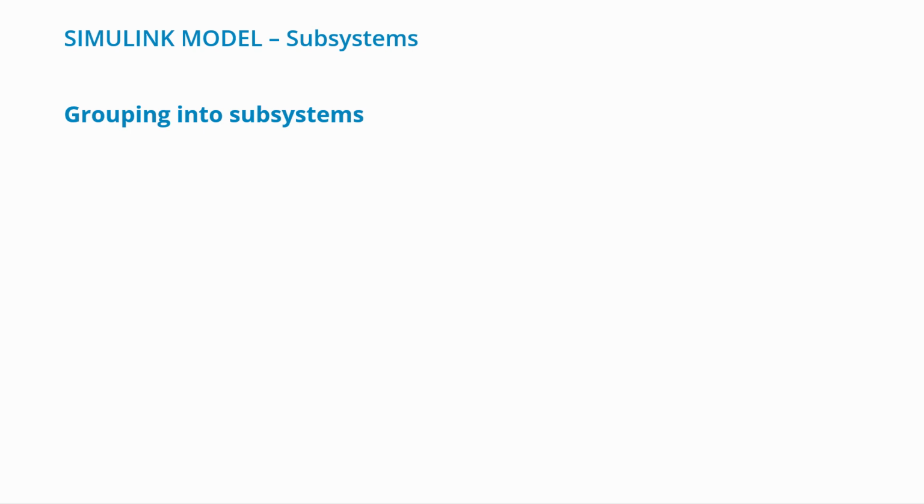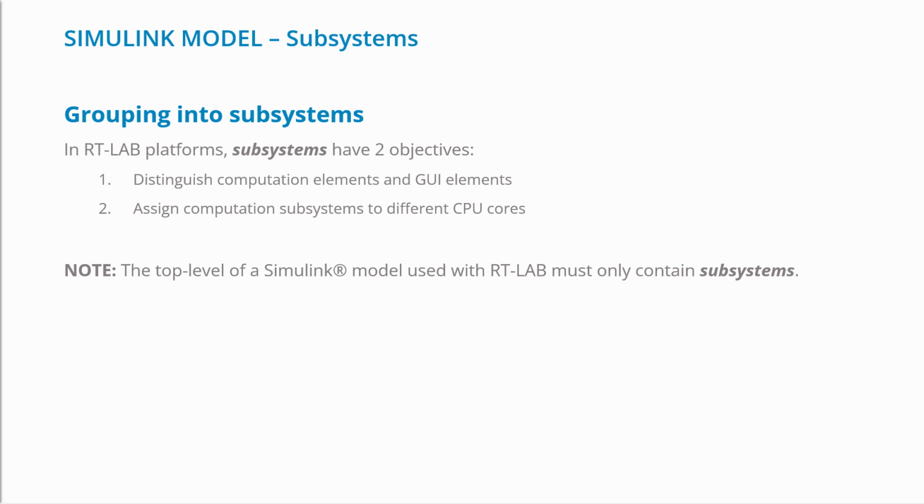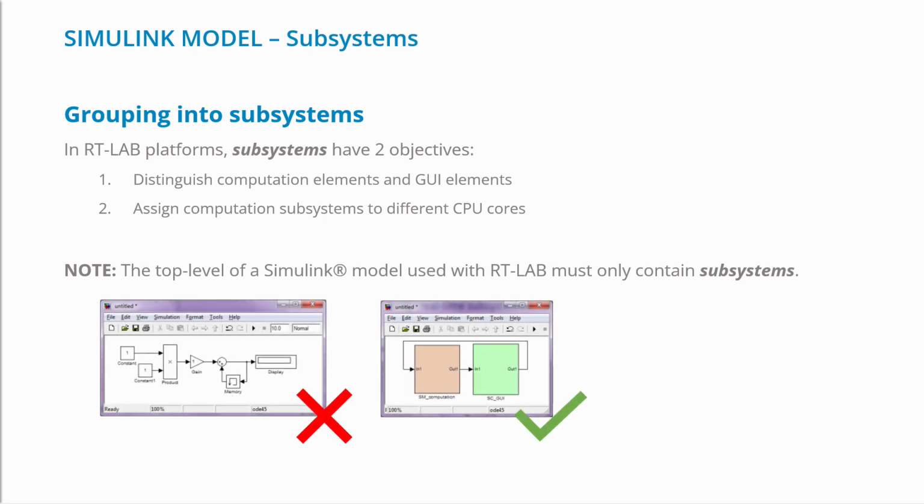RT Lab subsystems have two uses. The first is to distinguish computation elements from the GUI elements. The second is to assign separate computation processes to separate CPU cores. As a rule, the top level of a Simulink model can only display subsystems. It cannot include any other block.